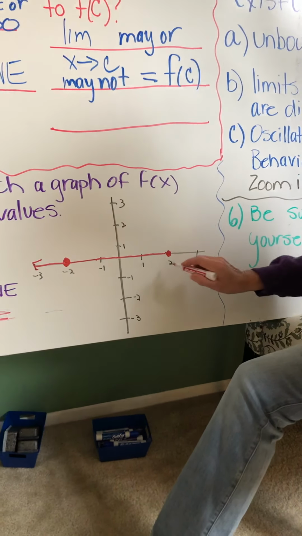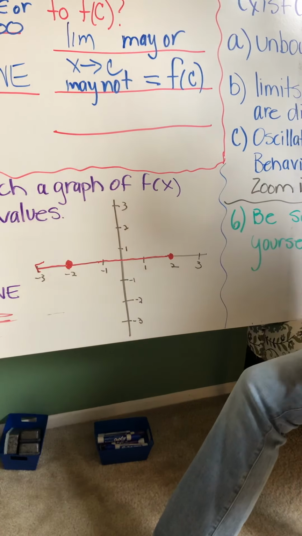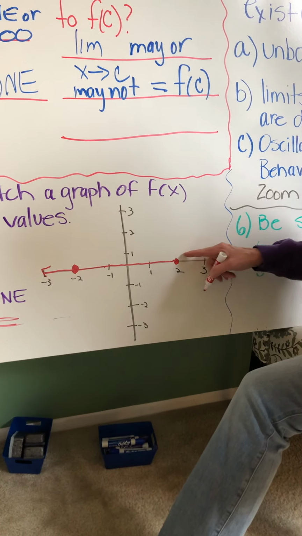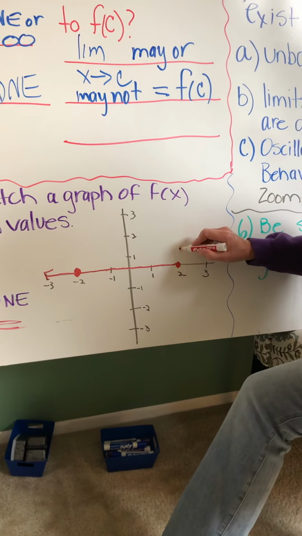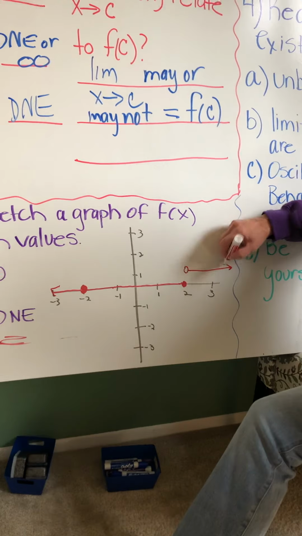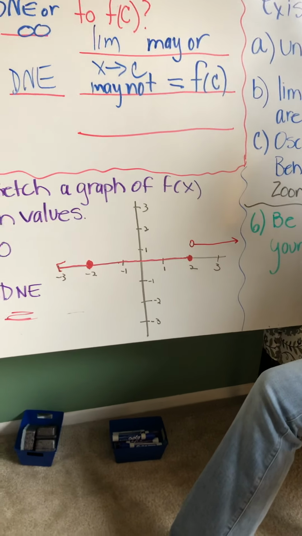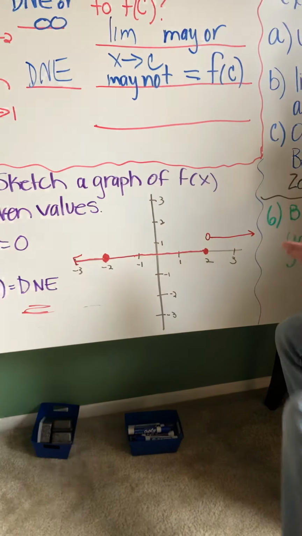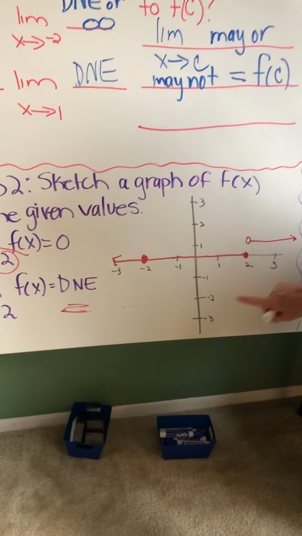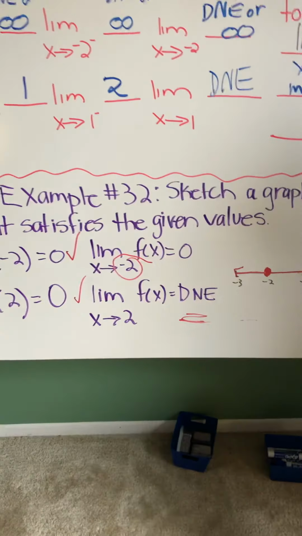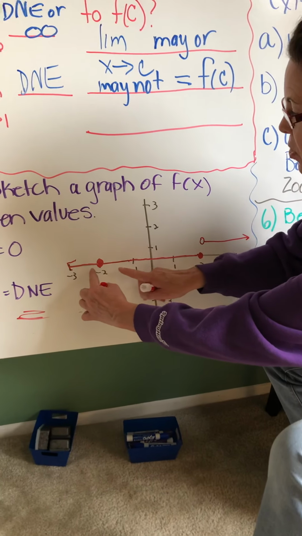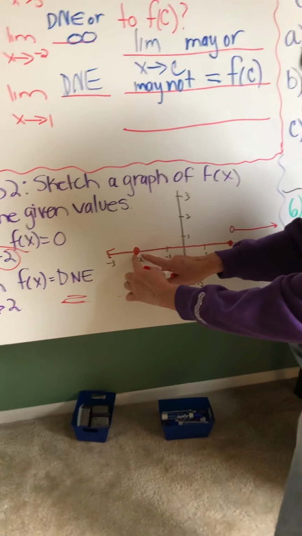So let's try this. How about if I just do a simple jump? What if I just say, as I approach 2 from the left, that the y values are approaching 1? Just a nice horizontal line. Take a look. I've met all the conditions. F of -2 is 0, f of 2 is 0. Notice that the limit as you approach -2 is 0.